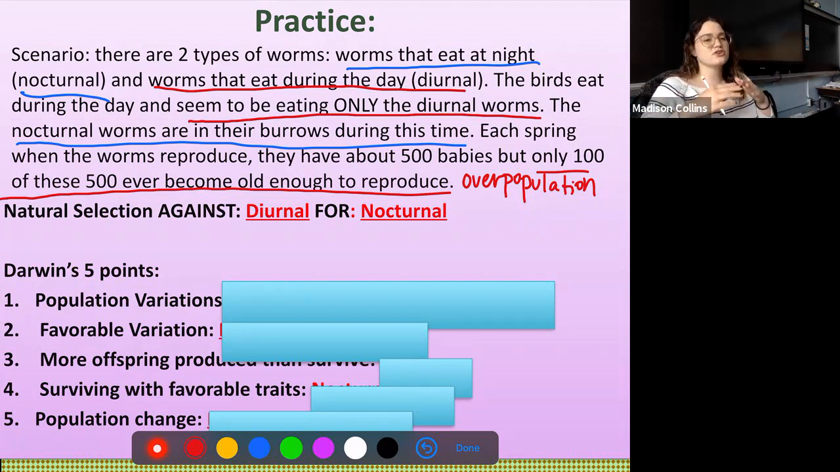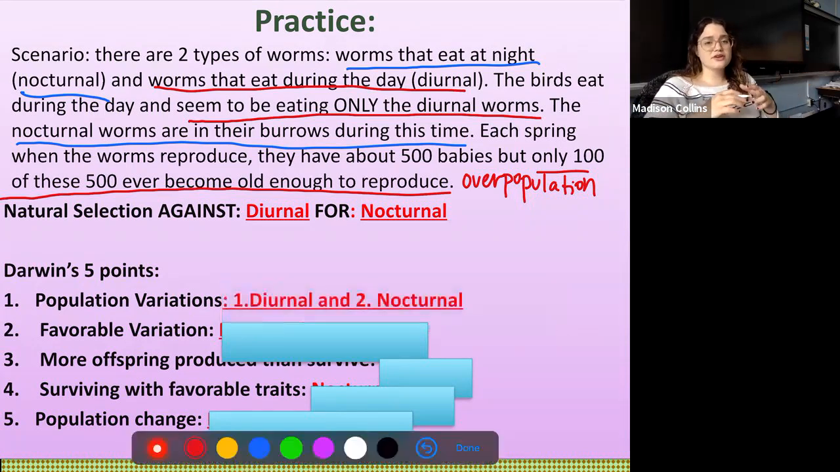So let's look at what Darwin's 5 points are here. So we saw that, is there population variation? Yes, right? We saw that there are two variations of worms. There's the nocturnal worms that are awake during, I said alive, that are awake at night. Then there's the diurnal worms that are awake during the day.